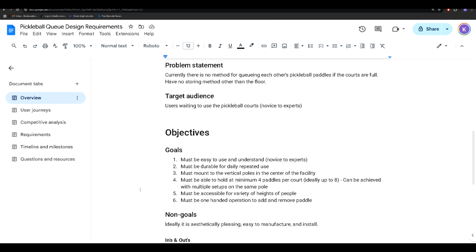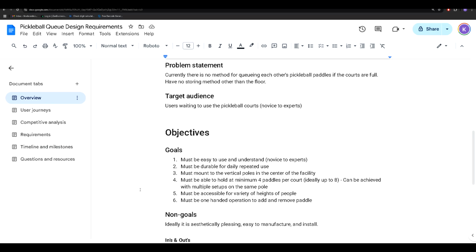Ideally up to 8, so that way you can have the next court ready to go and then any additional in a second rack. Possibly more. The nice thing with a pole is you can work vertically, so you can go up or down. However, we do need to keep in mind that it must be accessible for a variety of heights of people. So if we have shorter people, taller people, we want to make sure that it's easy for everyone to access and that nobody has any trouble with it.